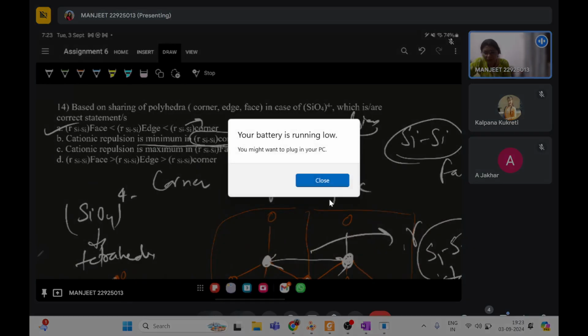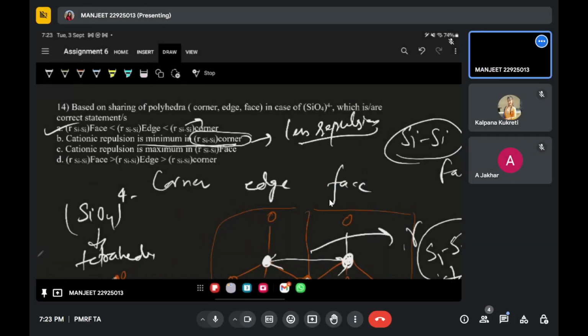So B will also be the correct answer. The cationic repulsion is minimum in the case of the corner one. In the C part, it is asked that the cationic repulsion is maximum if the R distance between the silicon and silicon bond is for the face. Yes, the silicon and silicon bond length is smaller in the case of the face polyhedra, so there will be more repulsion between the cations. So C is also the correct answer.